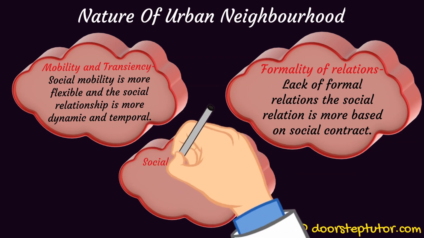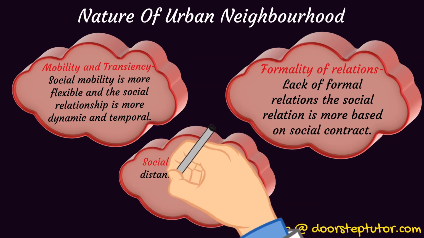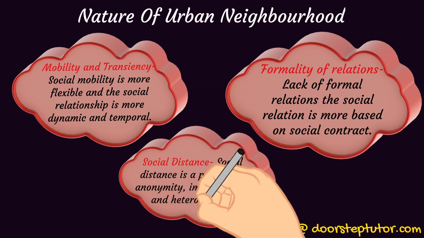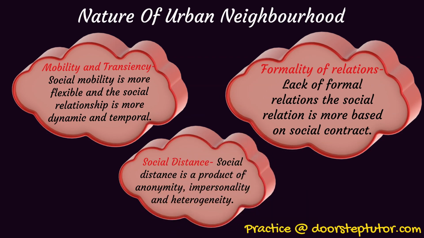Point number 6. Social distance. Social distance is a product of anonymity, impersonality, and heterogeneity, which is why each and every person has their own identity. Due to this heterogeneity, the social identity which is gained in rural areas by birth or from ascription doesn't exist in urban areas.